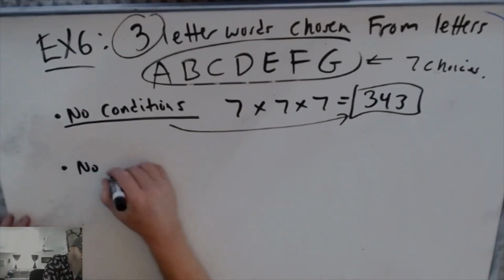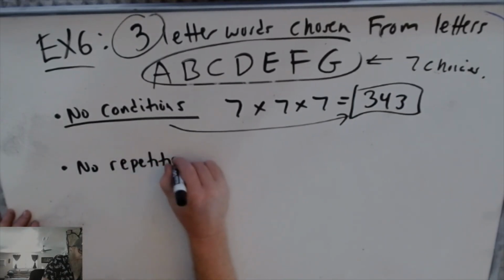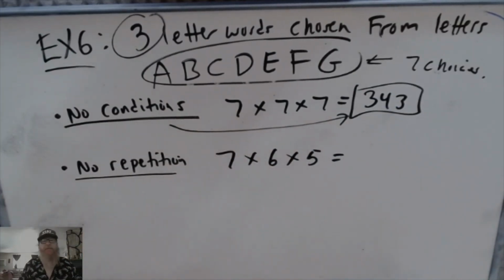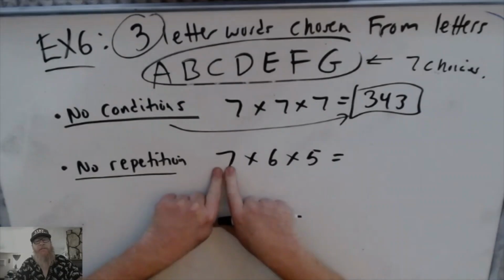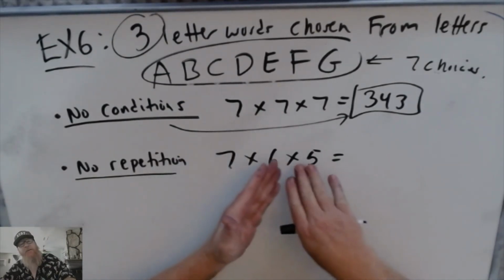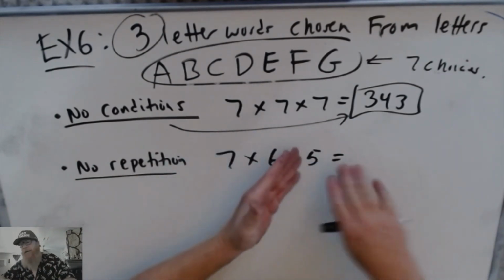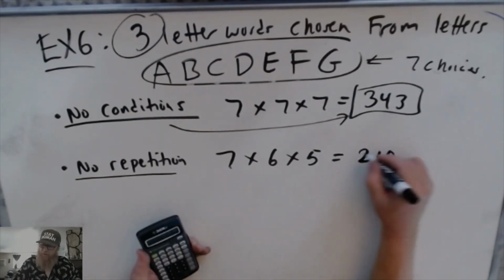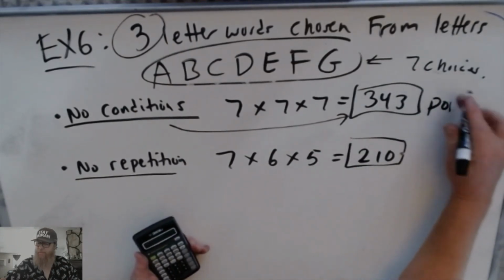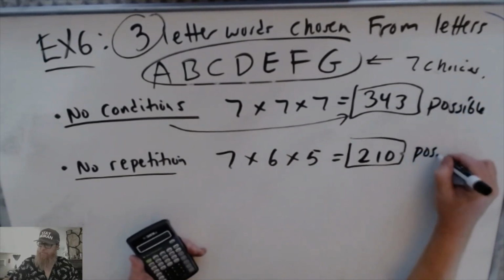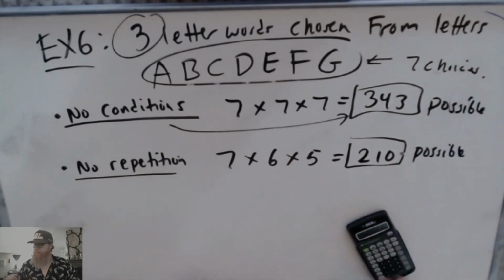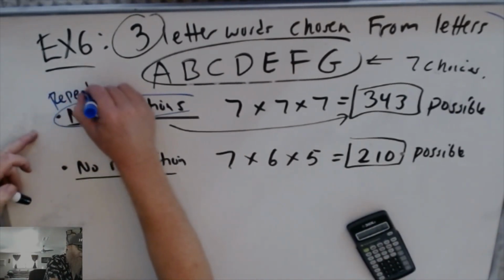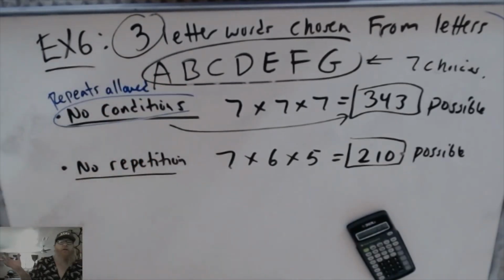If I say no repetition, then it would be 7 times 6 times 5, because once you've used a letter, then you lose that choice. So for the next letter, you only have 6 choices, and then for the next letter, you have 5 choices. So that would be 210 possibilities. Okay. So again, if I say no conditions, I mean repeats are allowed, because there are no conditions.